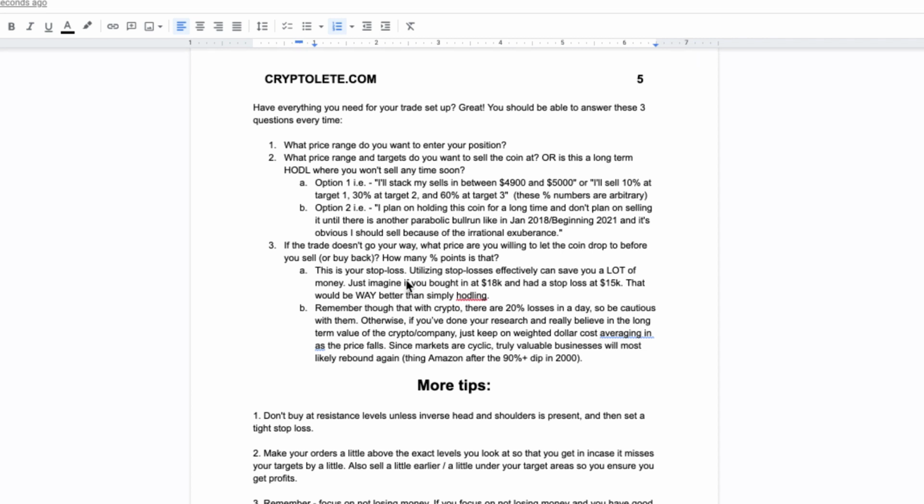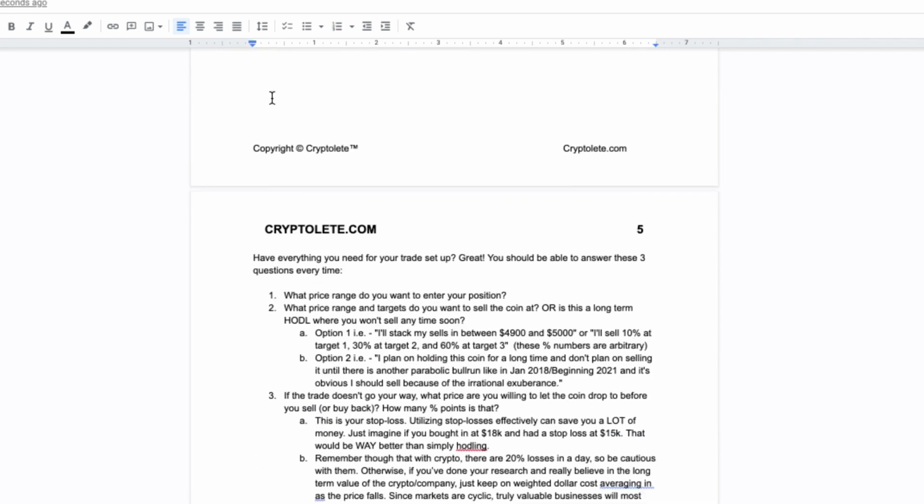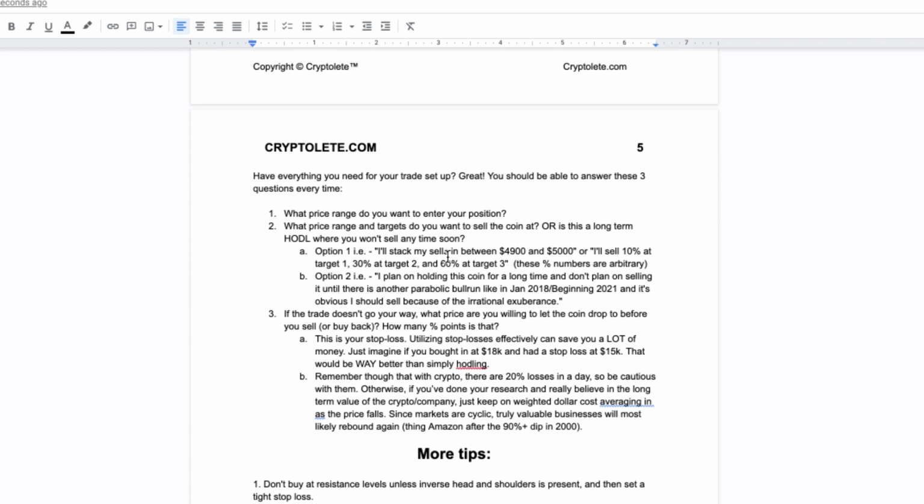Let's keep on going. So pretty much, these are literally the questions that you need to answer every time. What price range you want to enter your position, what price range you want to sell your position, and if the trade doesn't go your way, what price are you willing to let the coin drop to before you sell or buy back in? AKA how big of a percentage is that? So this right here is your stop loss, and utilizing stop losses effectively could save you a lot of money. Because just imagine if you bought in at say 18,000 and had a stop loss at 15,000. That would be way better than simply hodling.